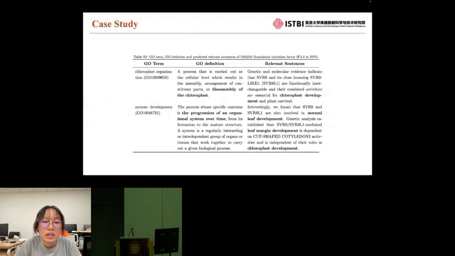And then we select two GO terms to understand the textual information further. As you can see, the bold shows the textual relationship between the GO definition and relevant sentences, and you can see that we can capture the relationship well.